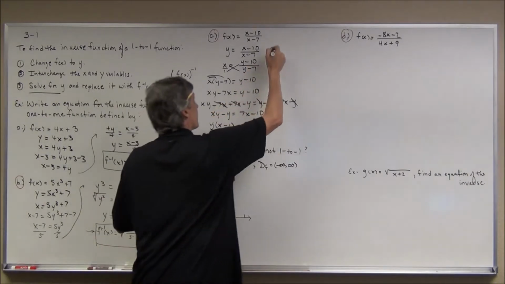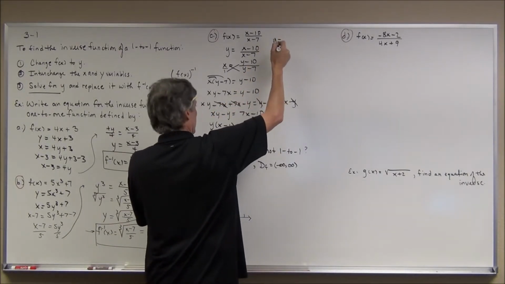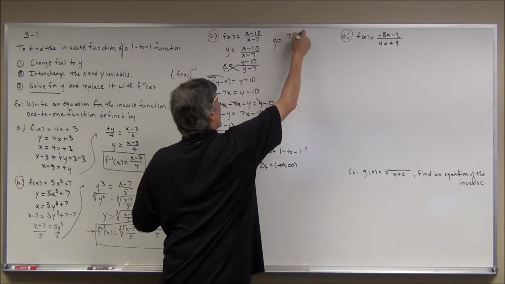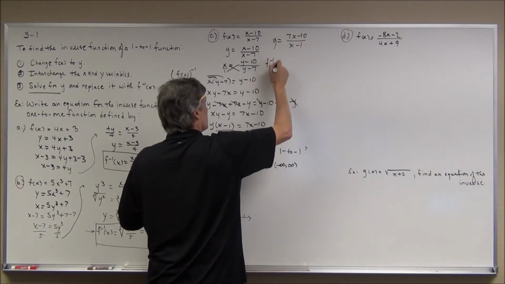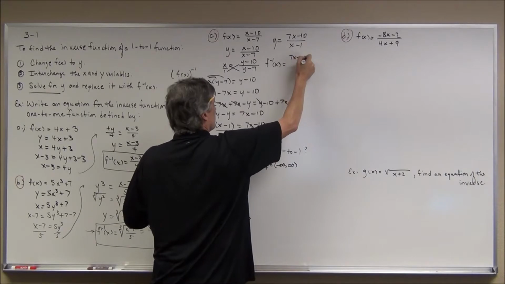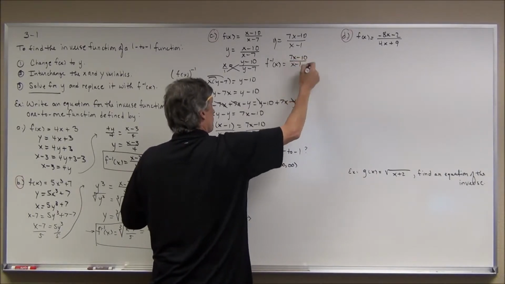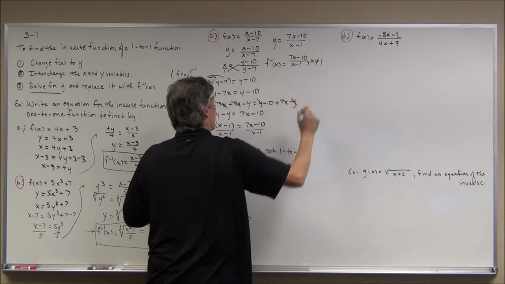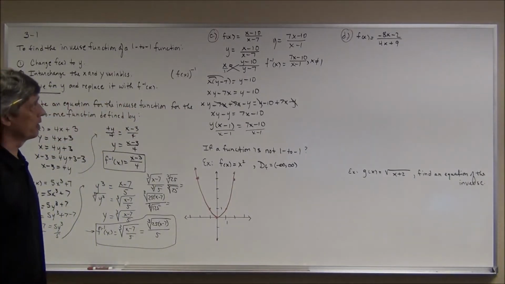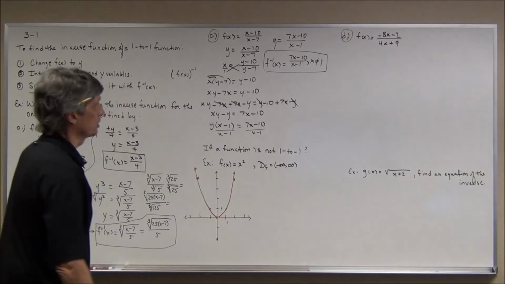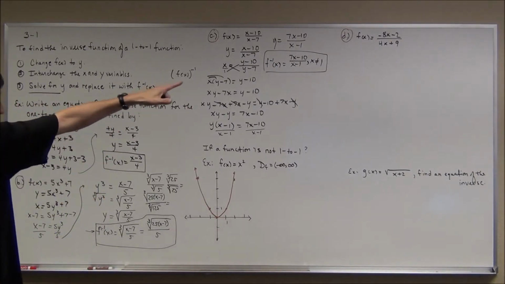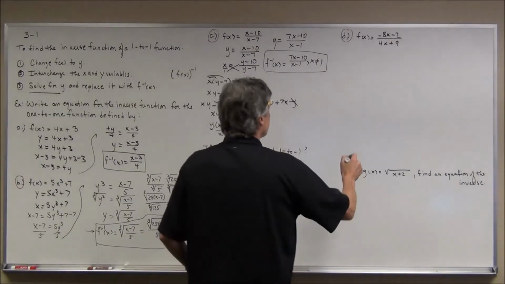So bring it up here, I get y is equal to 7x minus 10 all over x minus 1, or f inverse of x is equal to 7x minus 10 all over x minus 1, and I will make the statement that x cannot equal 1 because you can't have 0 in the denominator, and here is my inverse function. You're going to see some similar steps here as I do this next example.